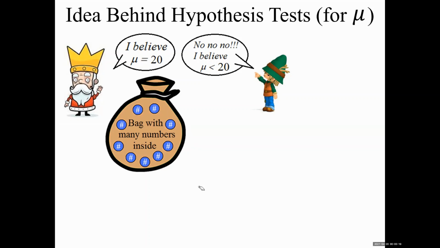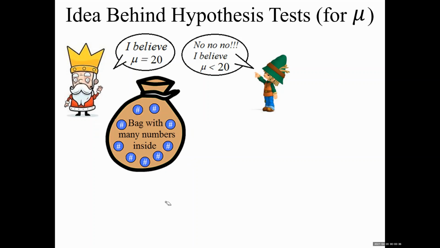So we have to decide who to believe. If we could calculate mu, remember mu is the average of all the numbers, we'd know right away. If mu is 20, the king's right. If it's less than 20, the peasant's right. But we can't calculate it. We don't even have this data to calculate it from.